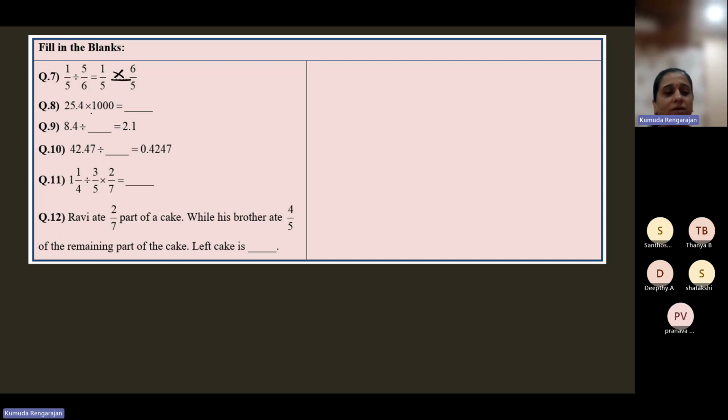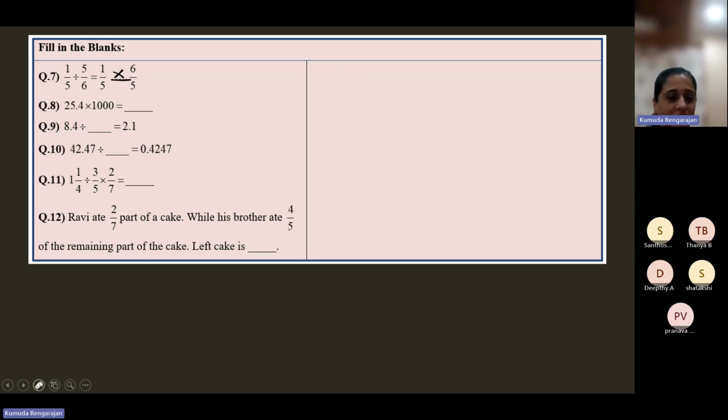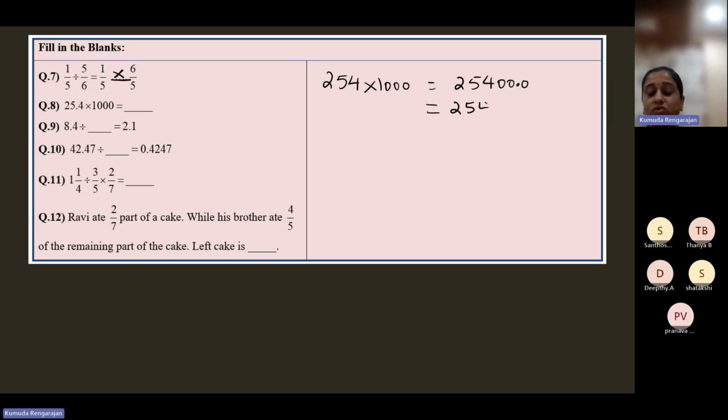Okay. Now, how do we multiply 25.4 by 1000? Multiply as if there is no decimal point. 25.4 is treated as 254, multiplied by 1000, which is 254 followed by 3 zeros. Now, after the decimal point, there is one digit, so place a decimal point here. But we know that the zeros at the extreme right of the decimal point have no value. So it's nothing but 254 followed by 2 zeros.